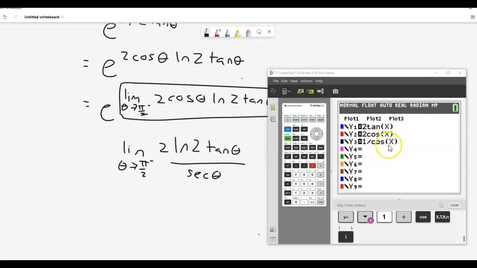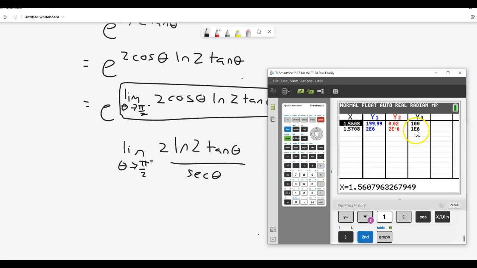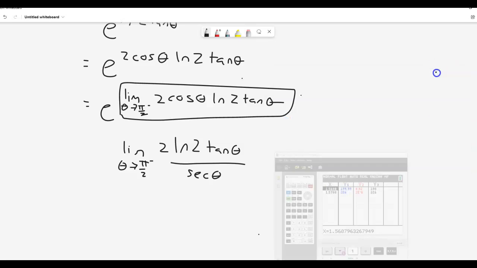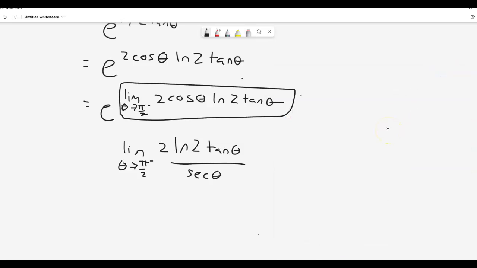And we'll put 1 over cosine of theta, which is equal to secant of theta. Then when I go back here, we see that that is approaching a very large number as well. So this is going to give us the infinity over infinity that we need in order to use L'Hopital's rule. So now I'm going to find the derivative of both the top and the bottom.